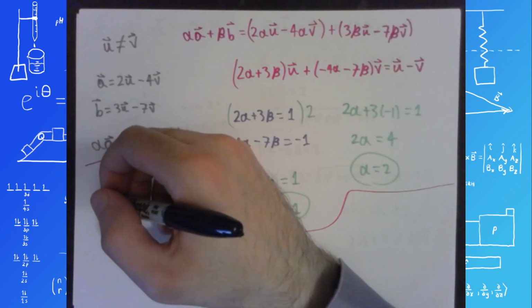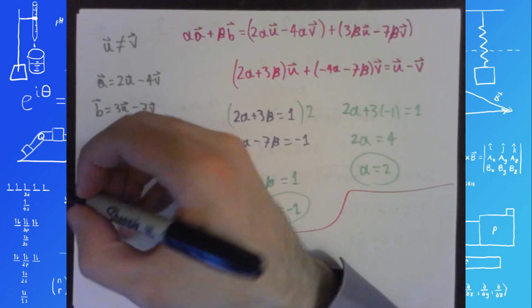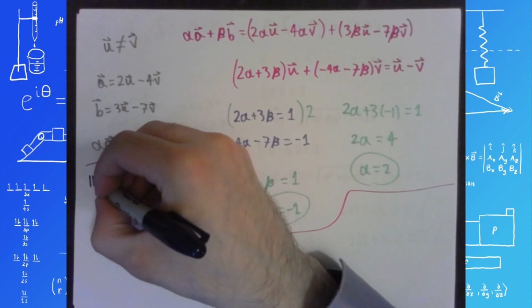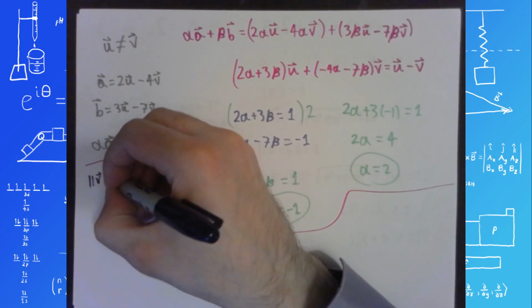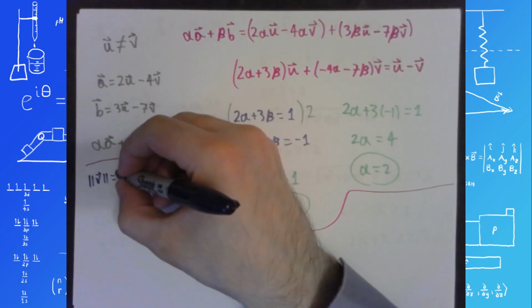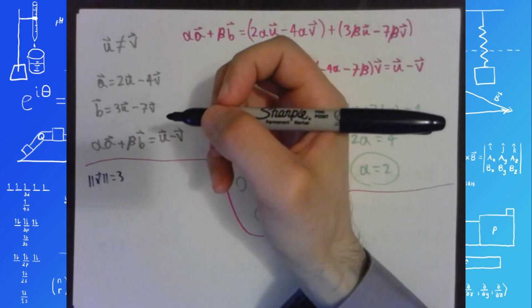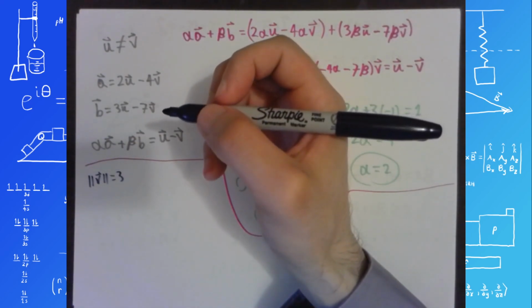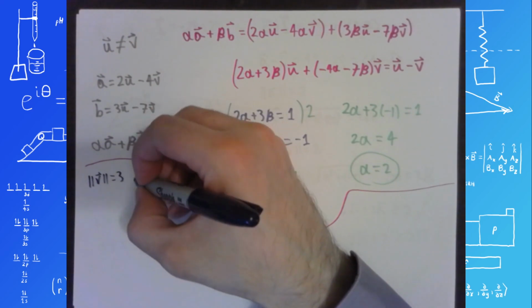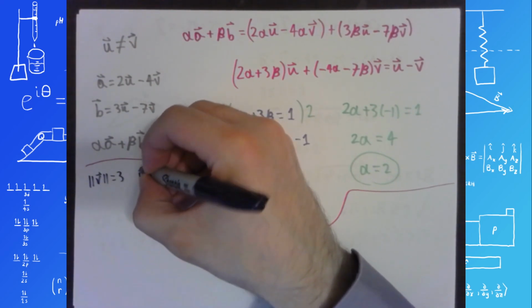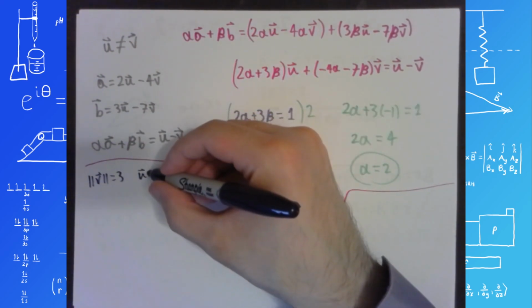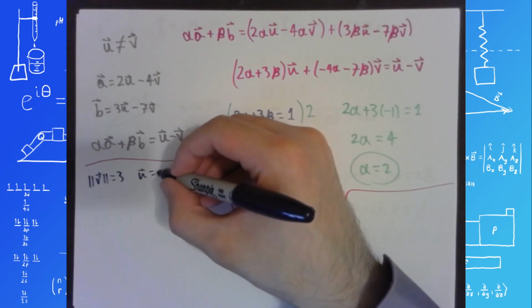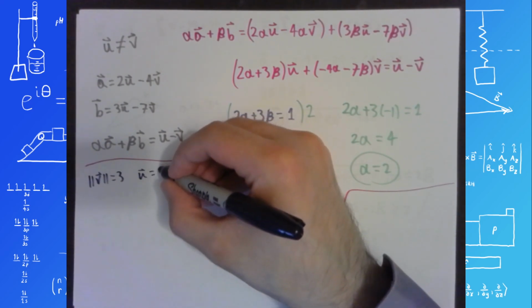So I guess I will do number 26, looks good. So we want a vector v of magnitude 3, and we want it to be in the same direction as u, which is negative 2, comma 5.